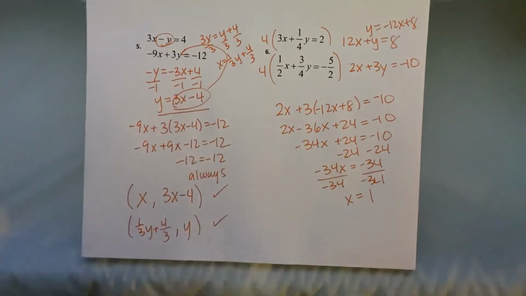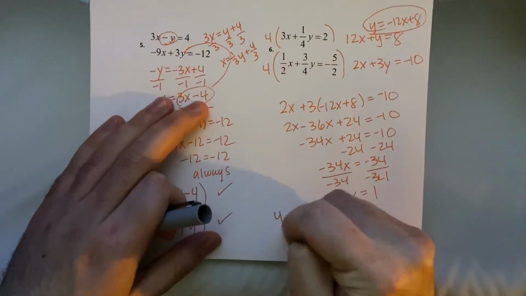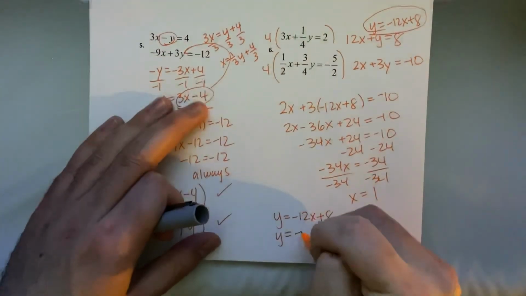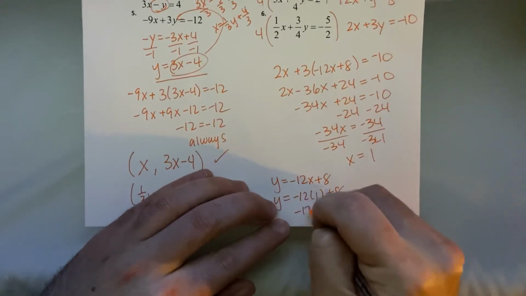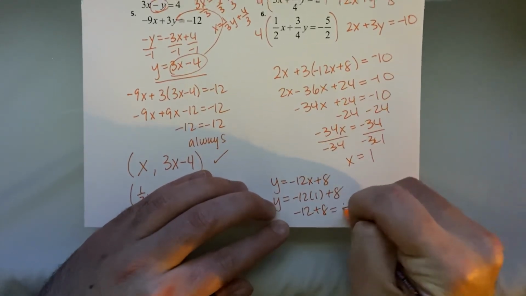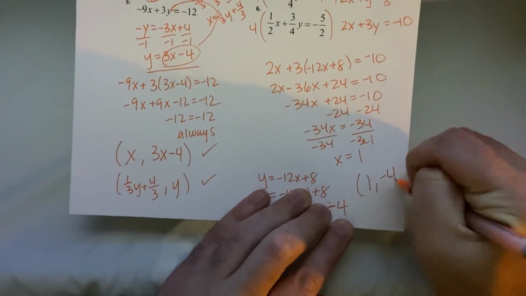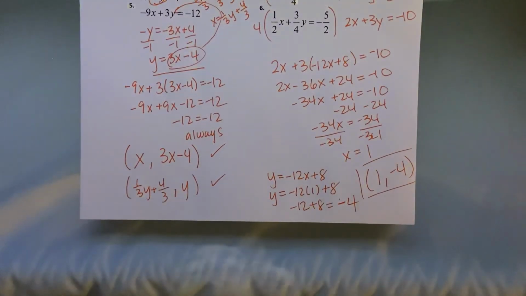Now I have to plug back in to find the other one. Now I don't have to use one of the originals. I can use this one without fractions at all. If y is negative 12x plus 8, just plug in the 1. Y is negative 12 times 1 plus 8, which is negative 12 plus 8, or negative 4. That means I have a coordinate point 1, negative 4. That's my answer. And that is all for 7.4. We'll continue doing these types of problems using elimination in the next video.